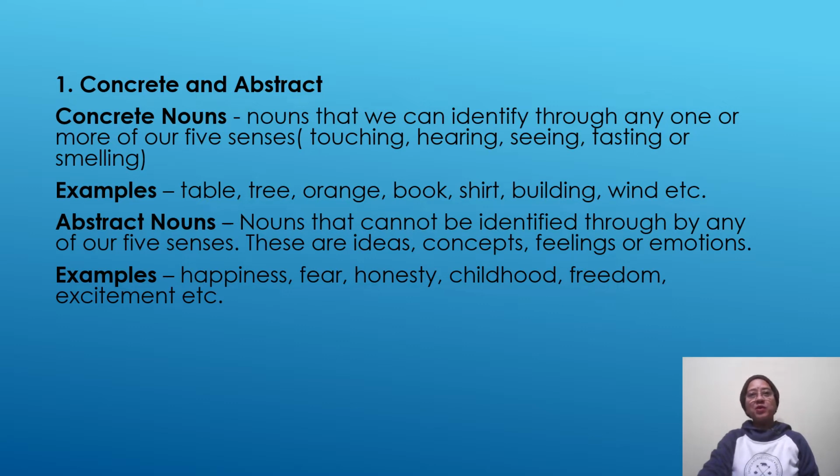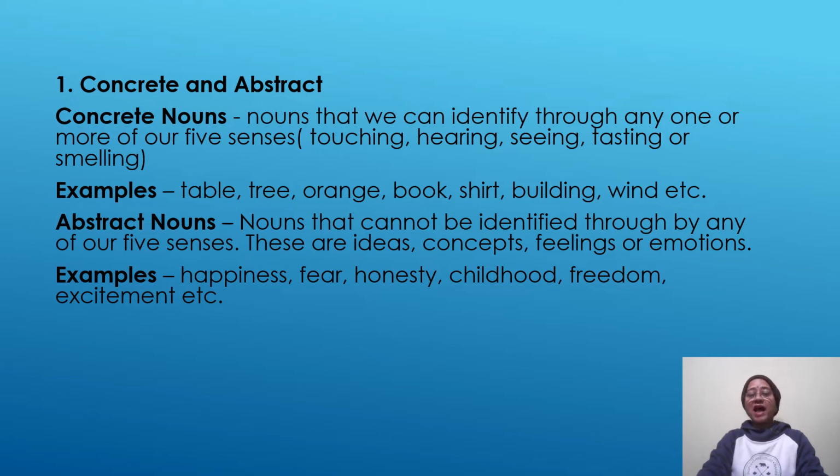First of all, we'll look at concrete and abstract nouns. So what is a concrete noun? Any noun that we can identify through any one or more of our five senses, that is touching, hearing, seeing, tasting or smelling, they are all called concrete nouns. For example, table, tree, orange, book, shirt, building, wind, etc.